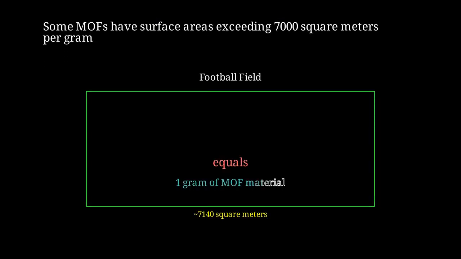Here's the visualization. This entire football field, all 7,000 square meters of it, is equivalent to the internal surface area contained in just 1 gram of certain MOF materials. It's absolutely mind-boggling.